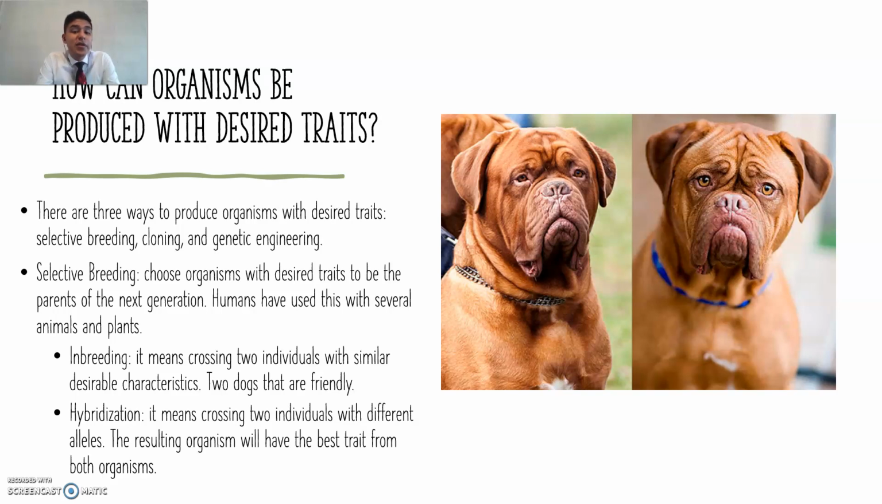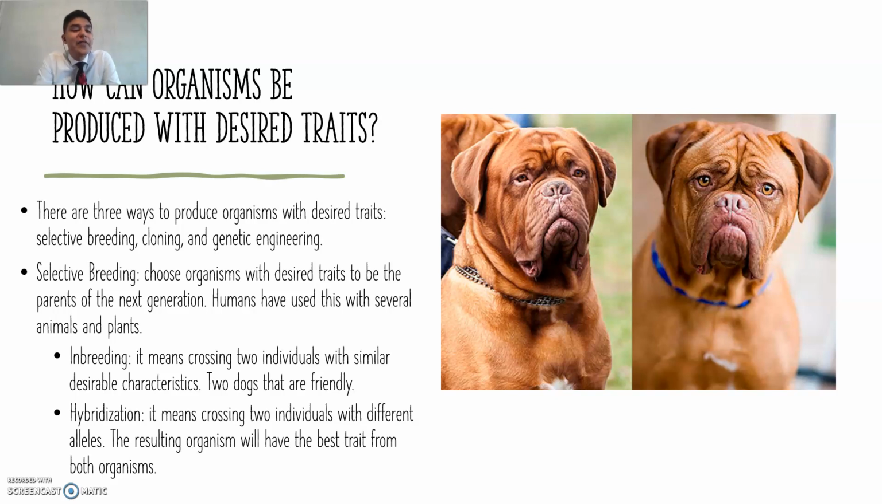It means crossing two individuals with similar desirable characteristics, two dogs that are friendly. So I can tell you about golden retrievers. Golden retrievers are usually very friendly dogs. So if you have a father and a mother that are very friendly, when you mate them, it's most likely that their puppies are going to be very friendly as well.